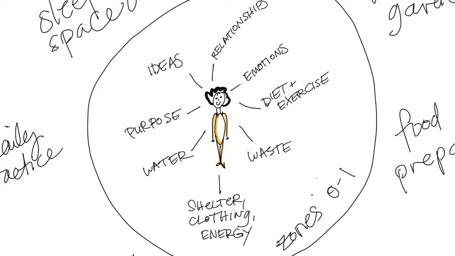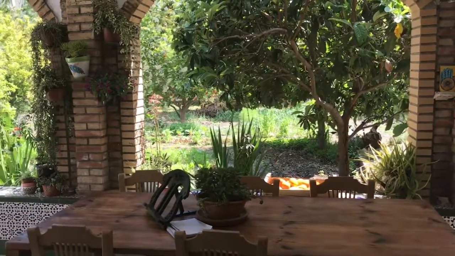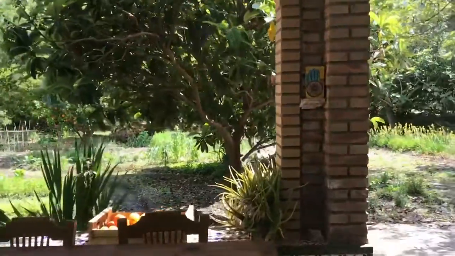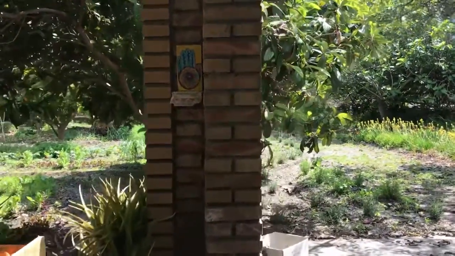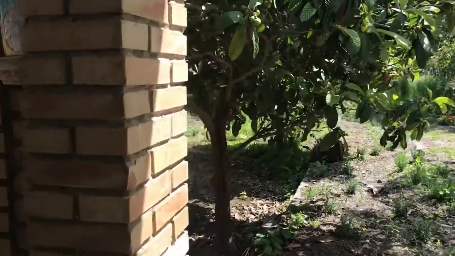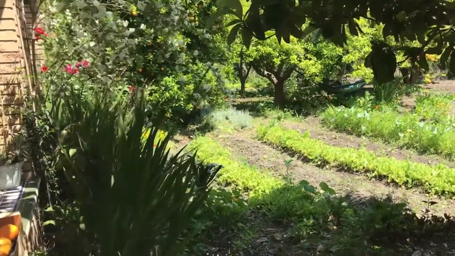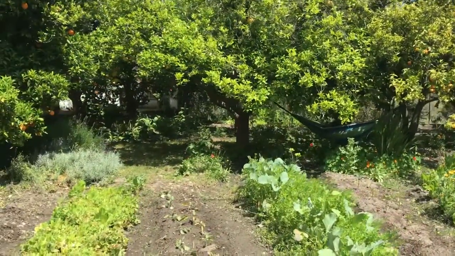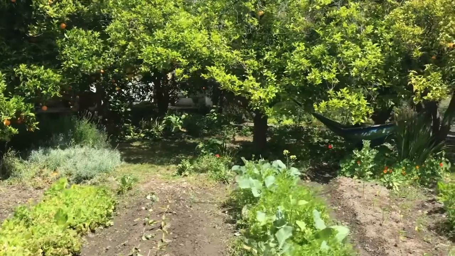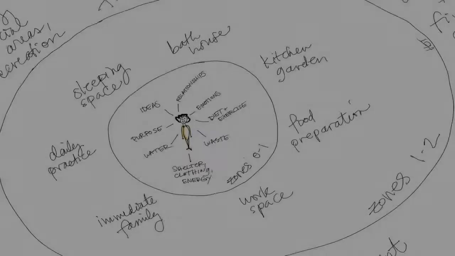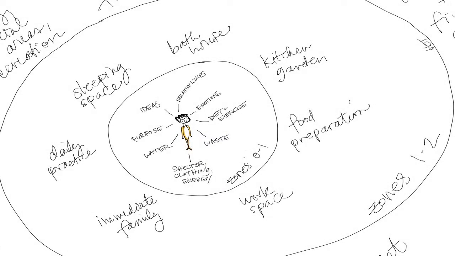So zone 1, or zones 0 to 1, are yourself, where you hang out every day, where you prepare your food, where you sleep, where you work on your personal stuff, and where you grow your vegetables. Places that you visit every single day. So for us, that's right outside the front door. We've got our little vegetable garden here. And that is the basics of zone 1. It's your emotions, your relationships, your shelter, your clothing, all of your basic human needs are zones 0 to 1.